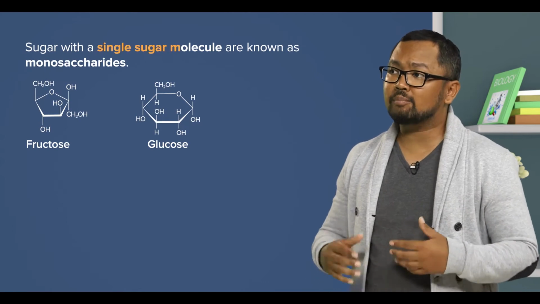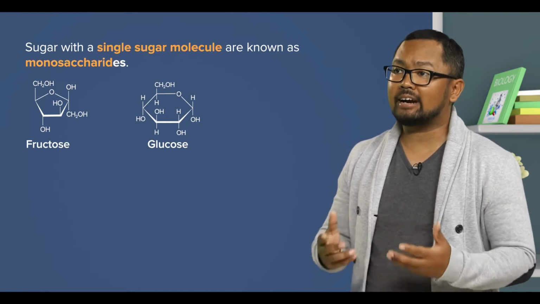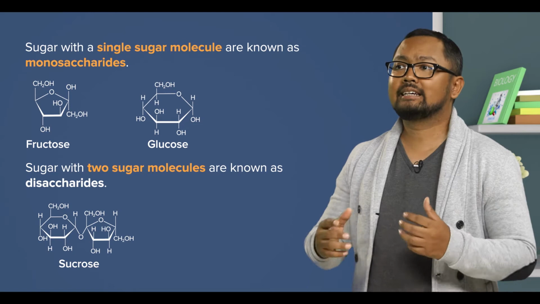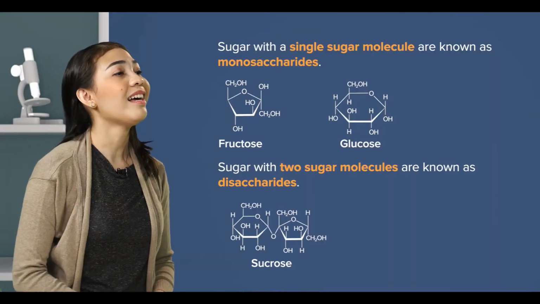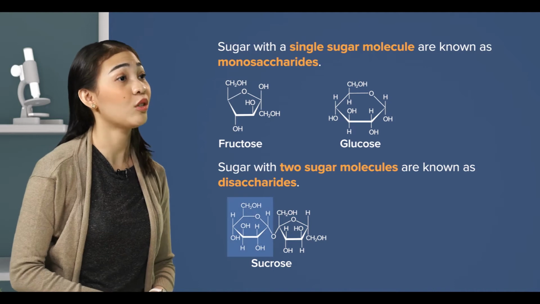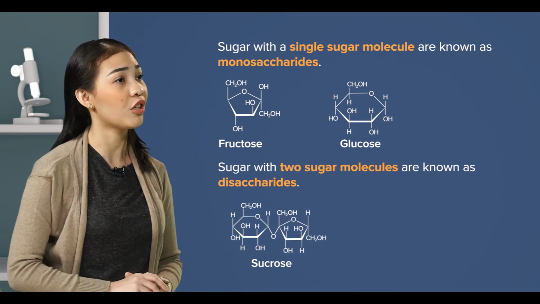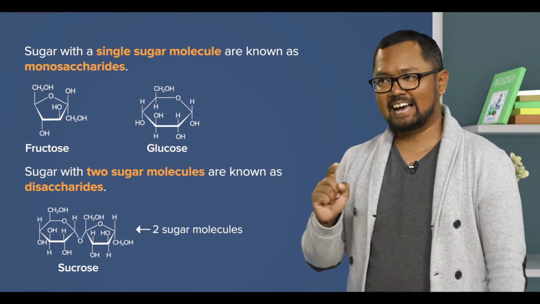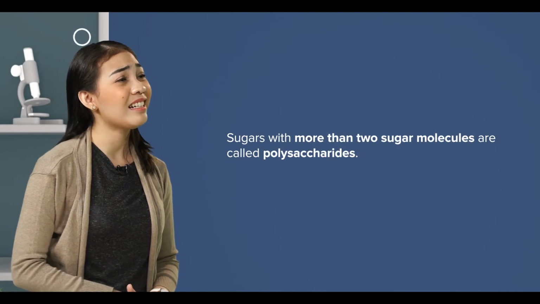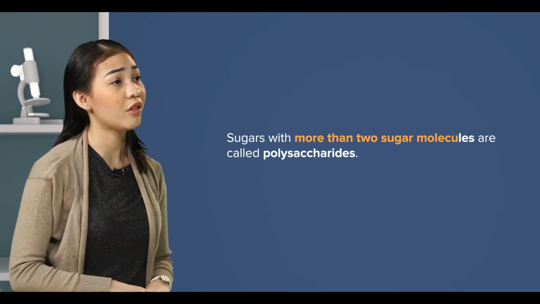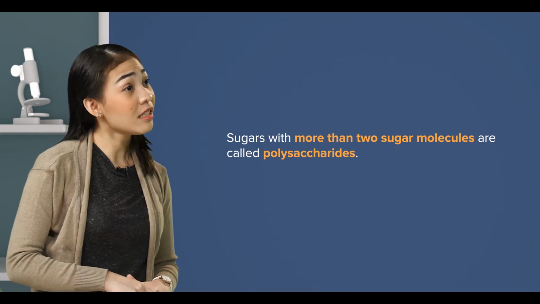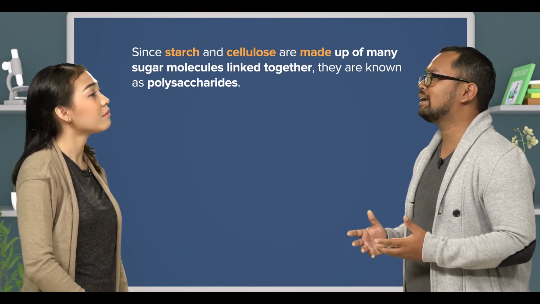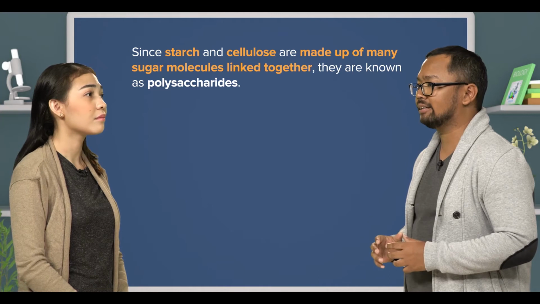Sugar with a single sugar molecule are known as monosaccharides. Sugar with two sugar molecules are also known as disaccharides. Since sucrose is made of one glucose molecule and one fructose molecule, it is a disaccharide because there are two sugar molecules. That is right. So I guess those with more than two sugar molecules are called polysaccharides?